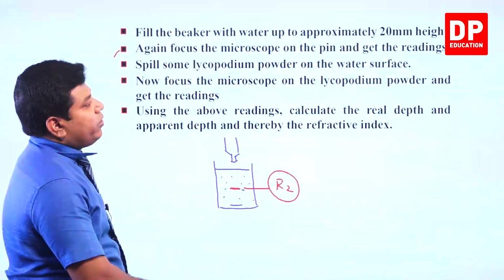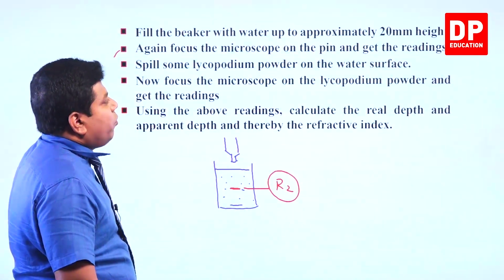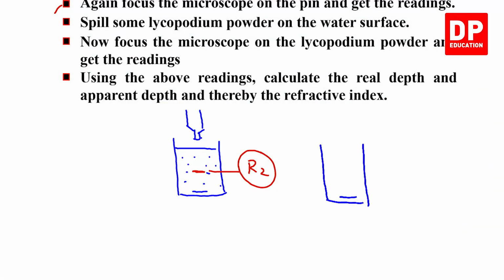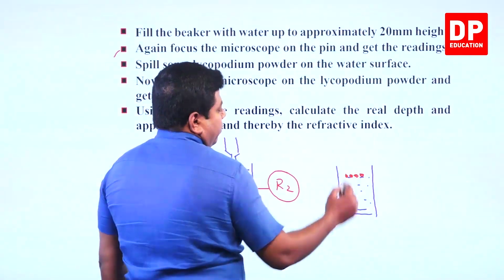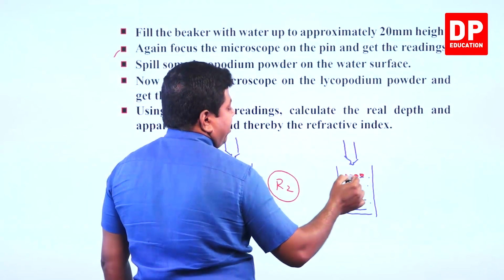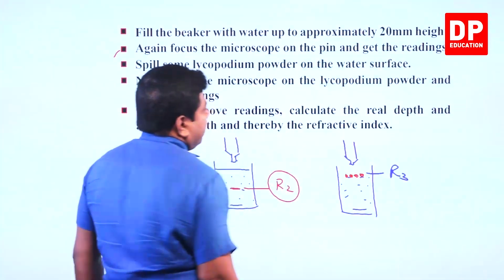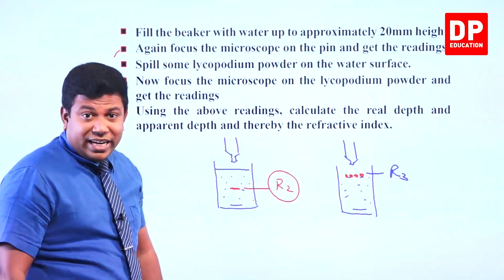Again, focus the microscope on the pin and get the readings. Spill some lycopodium powder on top of the water surface. Now after that, what do you do? Now the pin is here. You already filled water. On top of that water, you are going to put some lycopodium powder, somewhere here. And your microscope is here. Now what do you do? Focus on the lycopodium powder and get the reading. Reading number 3.